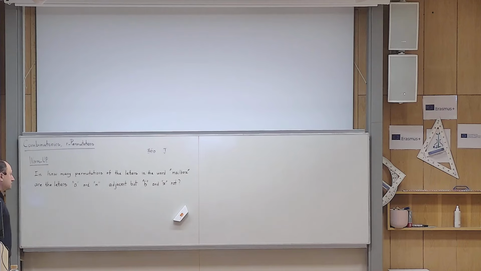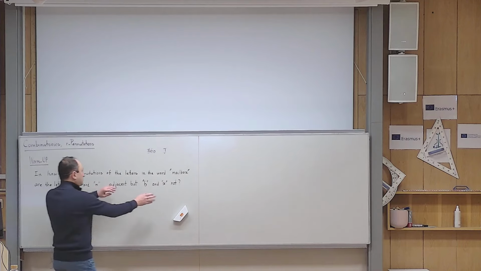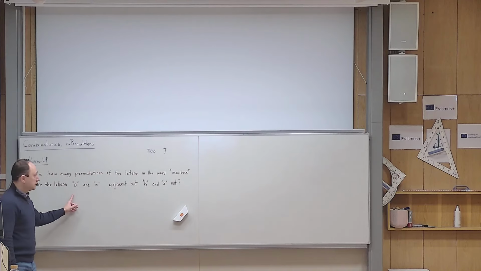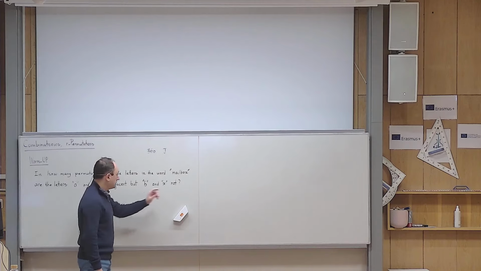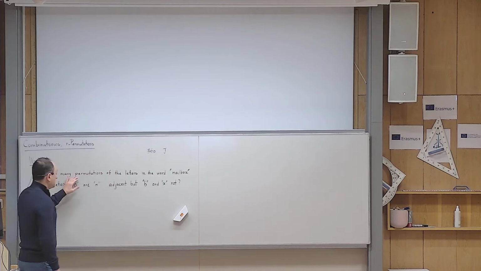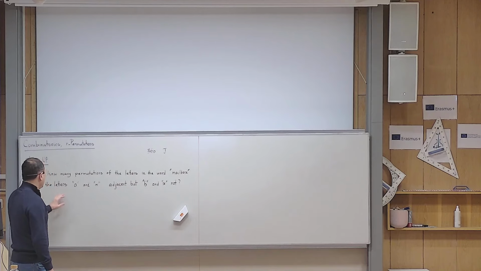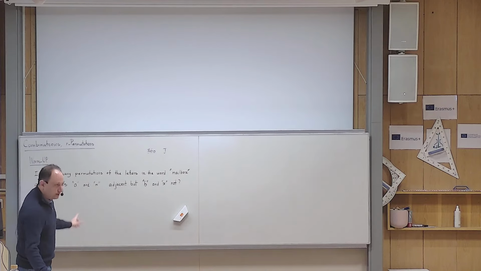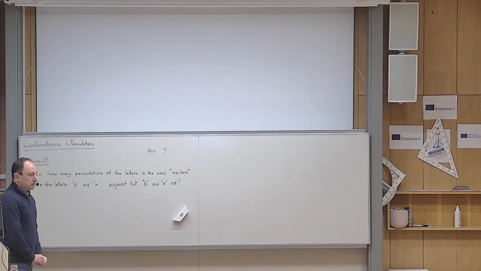Okay, let me ask you one question. Let us stop up to here. You should be able to solve this easily if I don't have this part. In how many permutations of the letters in the word mailbox are the letters A and M adjacent? That's it. Let us see how we can solve this. This is not a hard question up to here. So how should I do that?